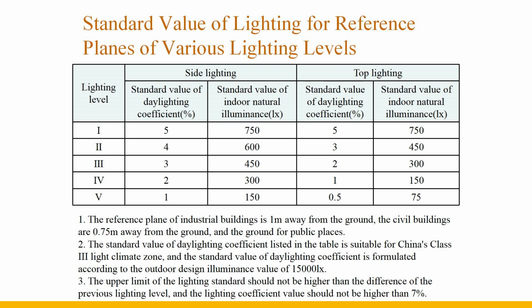The visual work is divided into grades 1 to 5, and the average value of the lighting coefficient is used as the standard value. The standard value of the lighting coefficient is formulated according to the outdoor design illuminance value of 15,000 lux. Considering the effect of solar radiation on indoor overheating in summer and the uncomfortable glare caused by it, the daylighting coefficient value should not be higher than 7%.